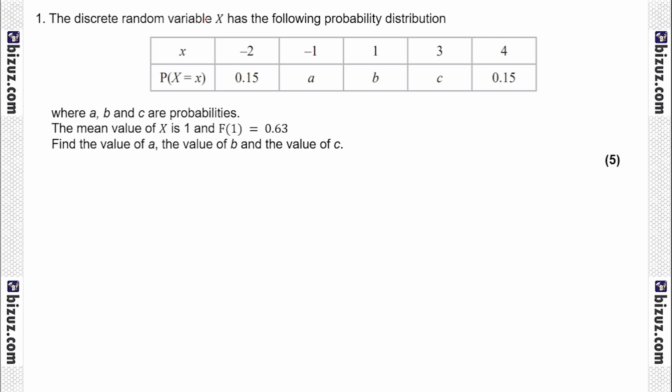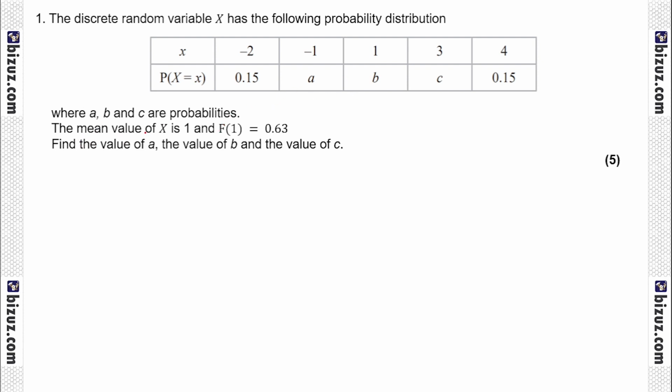The discrete random variable x has the following probability distribution. So this basically says that the probability of x being equal to -2 is 0.15, being equal to -1 is a, being equal to 1 is b, being equal to 3 is c, and being equal to 4 is 0.15, where a, b, and c are probabilities and they're unknown, obviously.